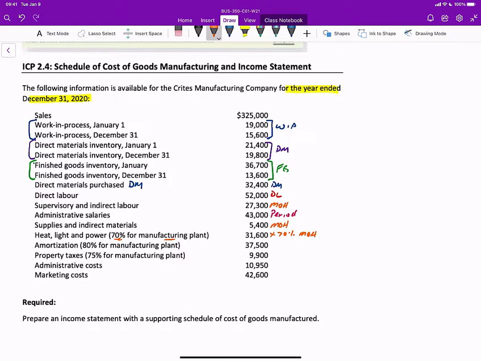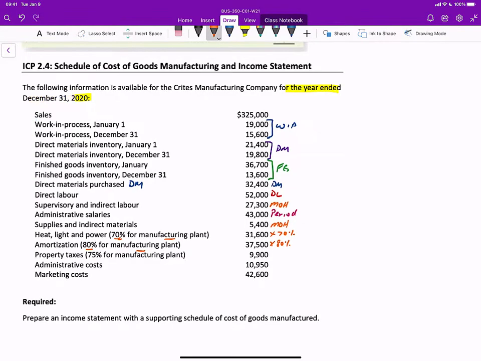Amortization, 80% of that relates to manufacturing. So we'll multiply this by 80%. And we might as well do the mathematics on that here. The utilities times 70% is 22,120. And then the amortization is going to be 30,000. And then finally, the property taxes, 75% of that belongs to the manufacturing plant. So all those are MOH. So this is times 75%. And that is 74.25. And so these are all manufacturing overhead.